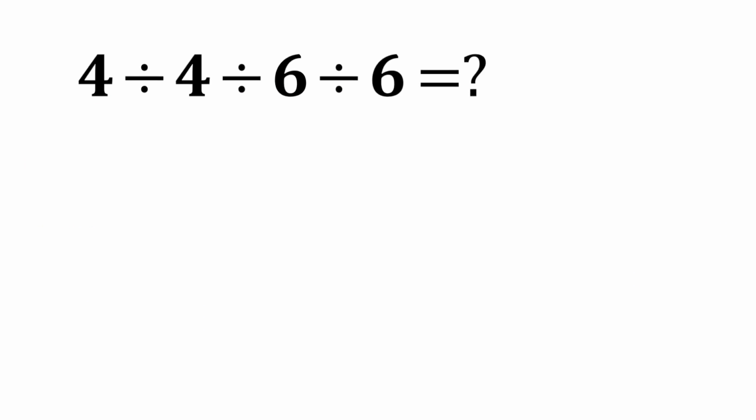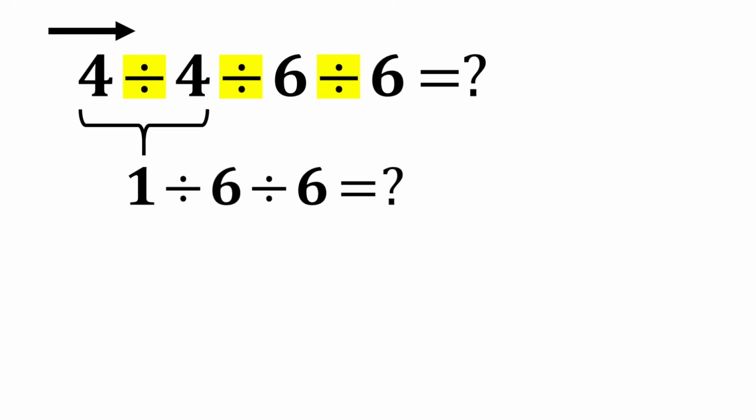The expression is 4 divided by 4, divided by 6, divided by 6. In this expression, we have more than one division. According to PEMDAS, since divisions have equal priority, we solve them from left to right. So, first we solve this division, then this division, and finally, this division. 4 divided by 4 equals 1. The expression becomes 1 divided by 6, divided by 6.